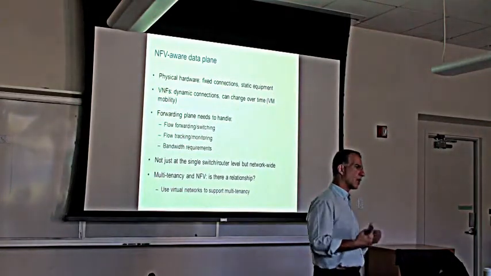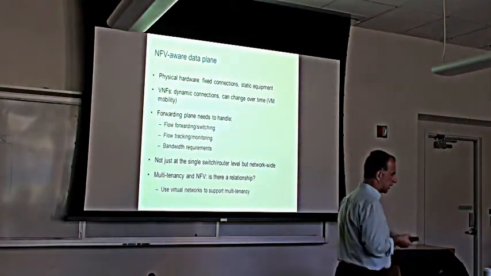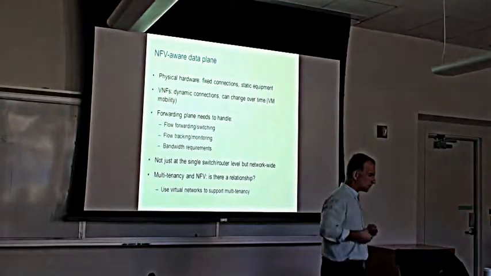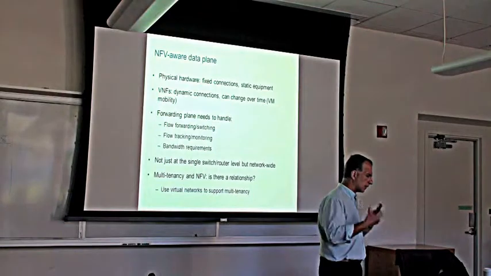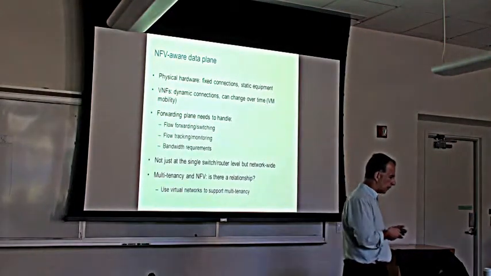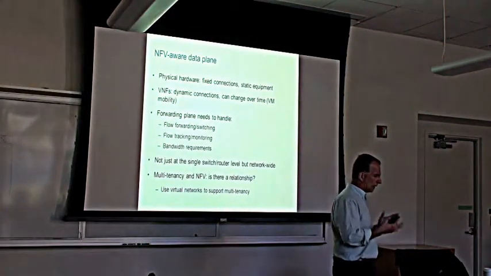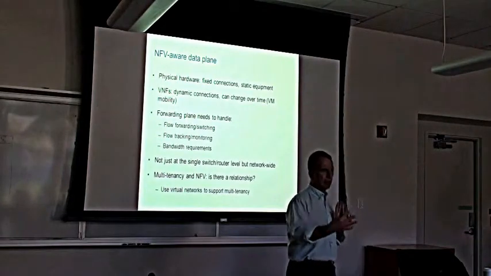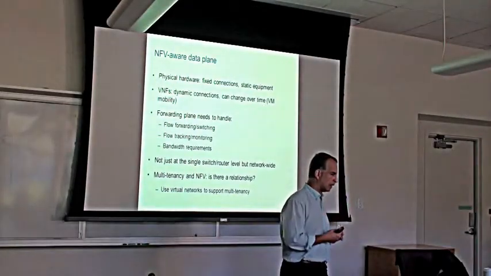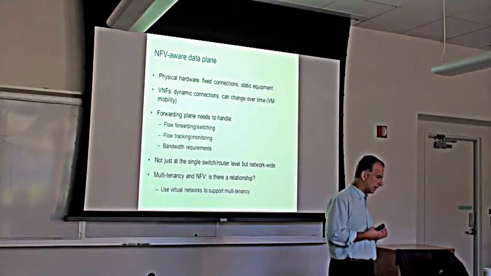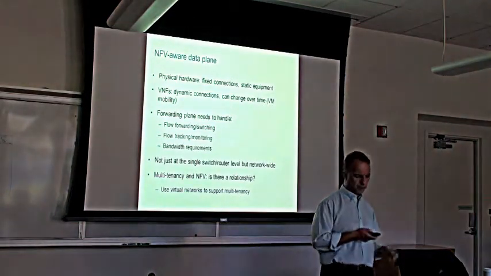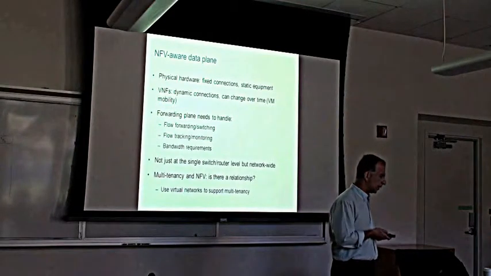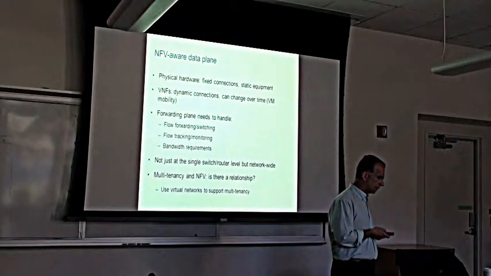So how do I make sure that I allocate the right capacity, for instance, to a service chain that has particular bandwidth requirements? And this has to be done not just at the single node level, but at the network level as well. We also think that multi-tenancy will have to play a big role when it comes to the data plane.